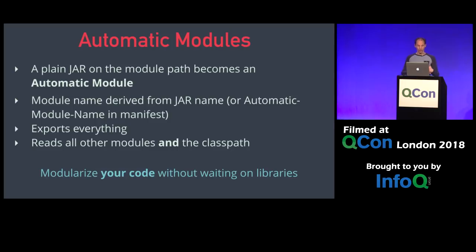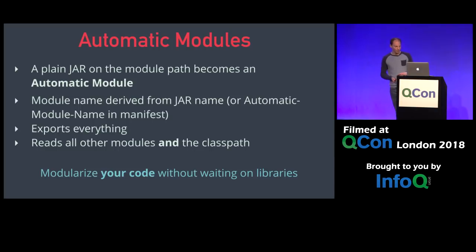It also reads all other modules that have been resolved into the module graph because it still doesn't have a real module descriptor expressing the dependencies of the library, so again, this is the best we can do. And unlike the modules that we can create, an automatic module also has access to the class path. So as far as the library code goes, it feels as if it's on the class path, but for us, from a module point of view, we can actually refer to this automatic module now from our module descriptors.